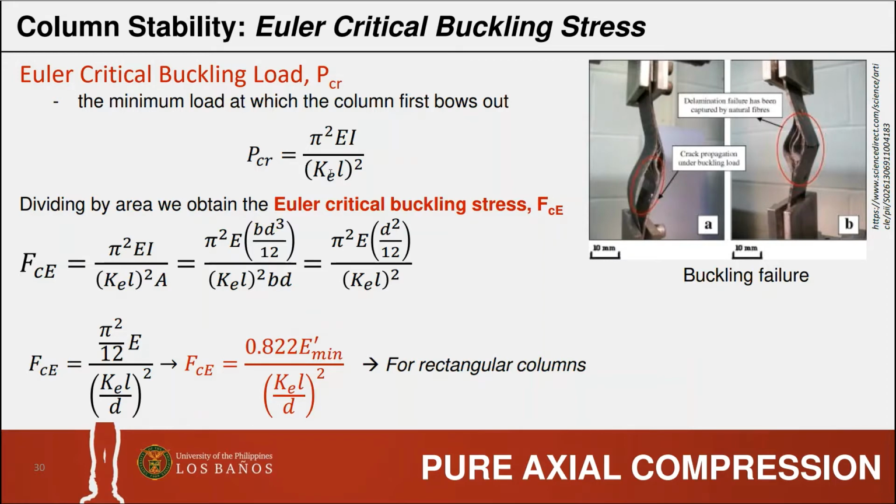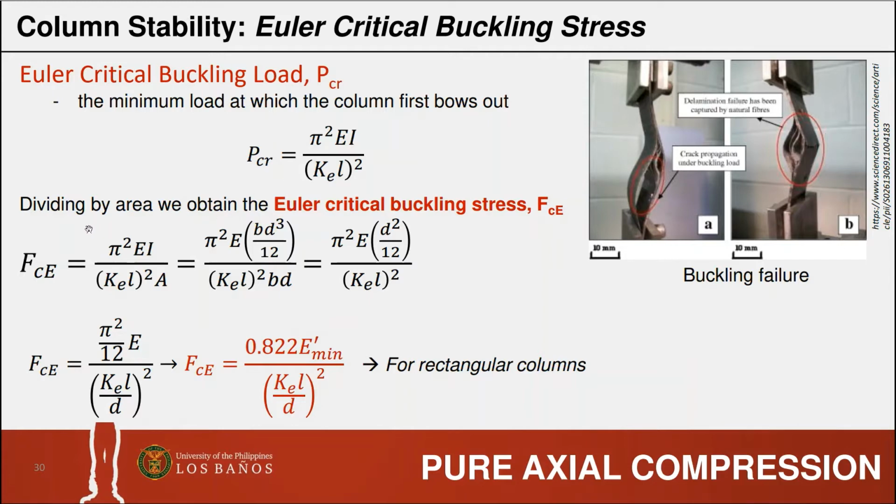So for this value of P sub CR, we will consider the larger value of K sub E multiplied by L, since it will produce a larger denominator, which will make the Euler critical buckling load P sub CR smaller. Okay.